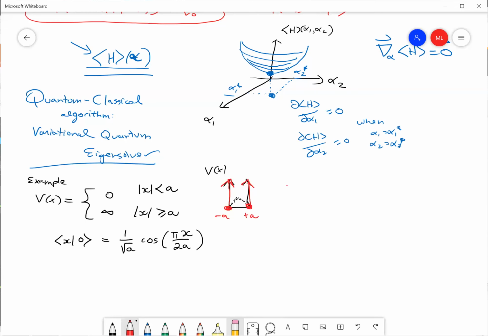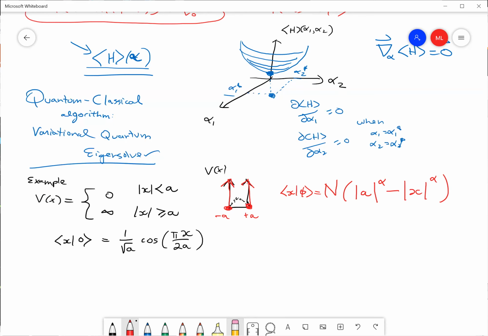So let's try the following trial wave function. You're going to have to normalize it, but let's try a to the alpha power minus the absolute value of x to the alpha power, where alpha is our parameter. This changes the shape of the hump, depending on alpha.